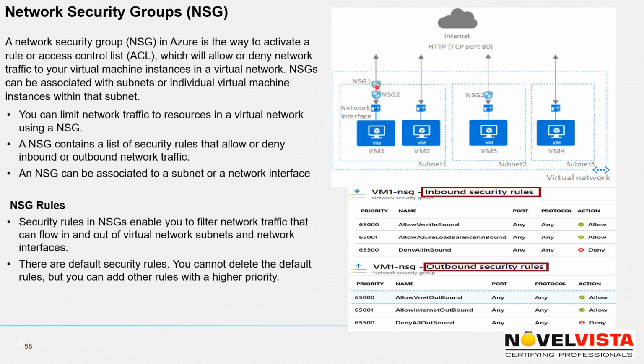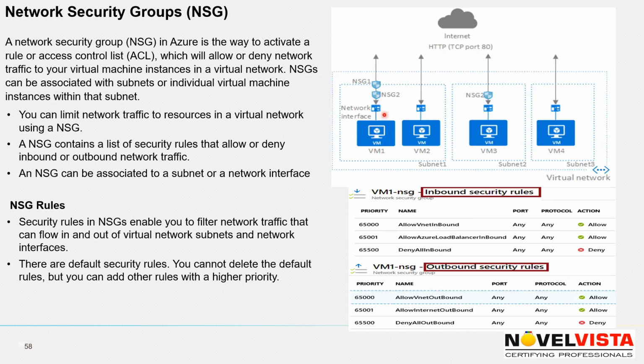It will allow it. But the moment it reaches NSG2, which is at the VM link level, where you have an inbound security rule which actually denies any traffic on port 80, then the traffic will be dropped here, which means it will never reach the VM.